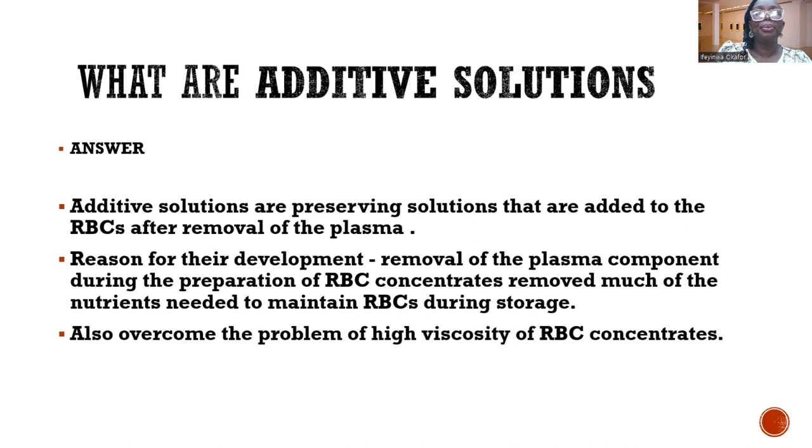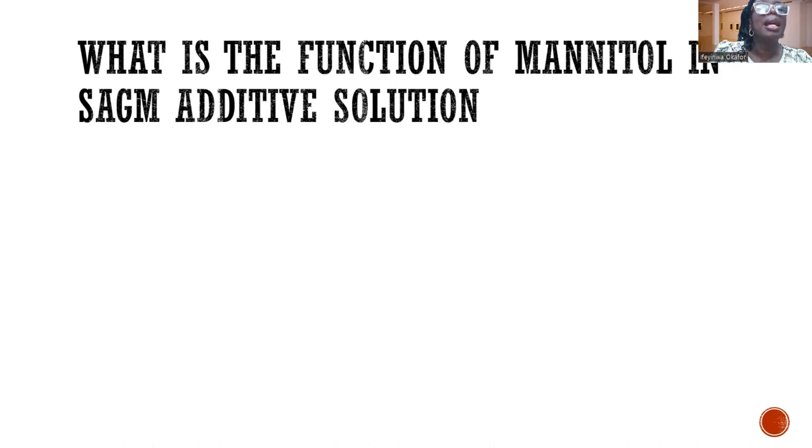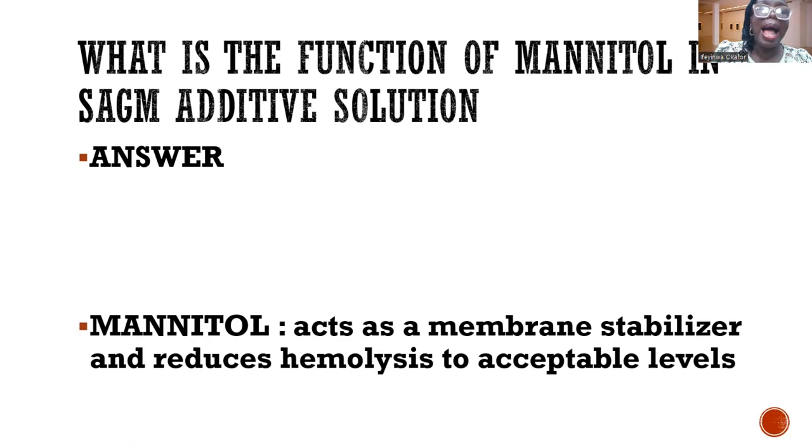What is the function of mannitol in SAGM additive solution? SAGM is a form of additive solution used in preserving red cell concentrate. Now, the question is, what is the function of mannitol in SAGM additive solution? Answer. Mannitol in SAGM additive solution acts as a membrane stabilizer and reduces hemolysis to acceptable level.